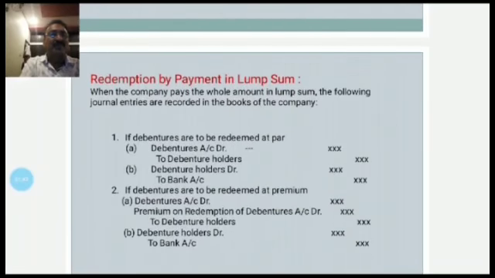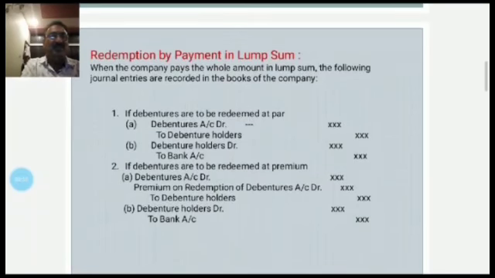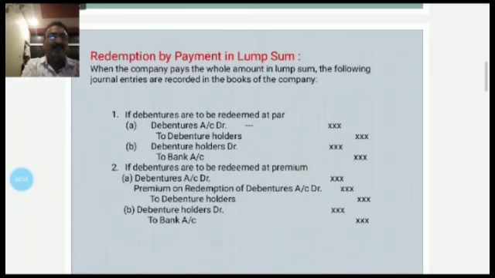Redemption by payment in lump sum. When the company pays the whole amount in lump sum, the following journal entries are recorded in the books of the company. If debentures are to be redeemed at par, journal entries should be passed. Debenture account debit to debenture holders account. The second one is debenture holders account debit to bank account.